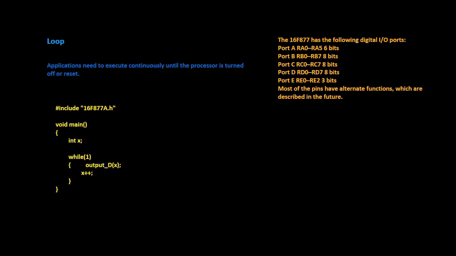Most real-time applications need to execute continuously until the processor is turned off or reset. Therefore, the program generally jumps back at the end to repeat the main control loop. In C, this can be implemented as a while loop.